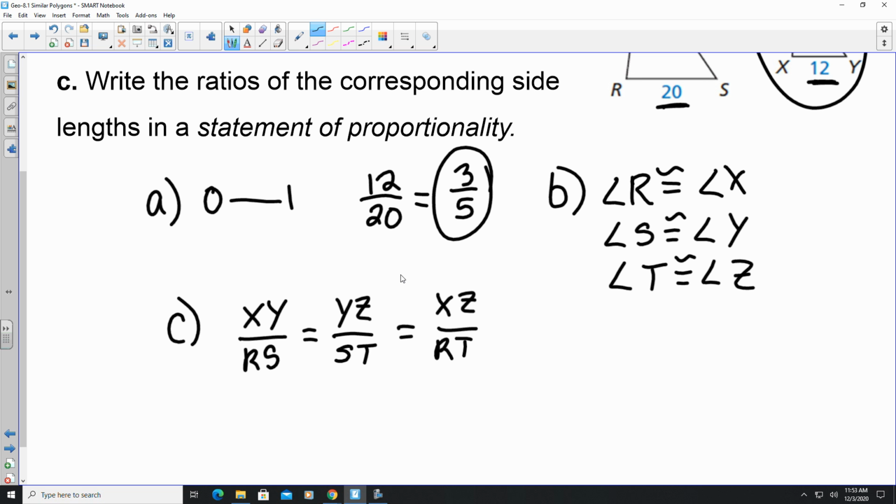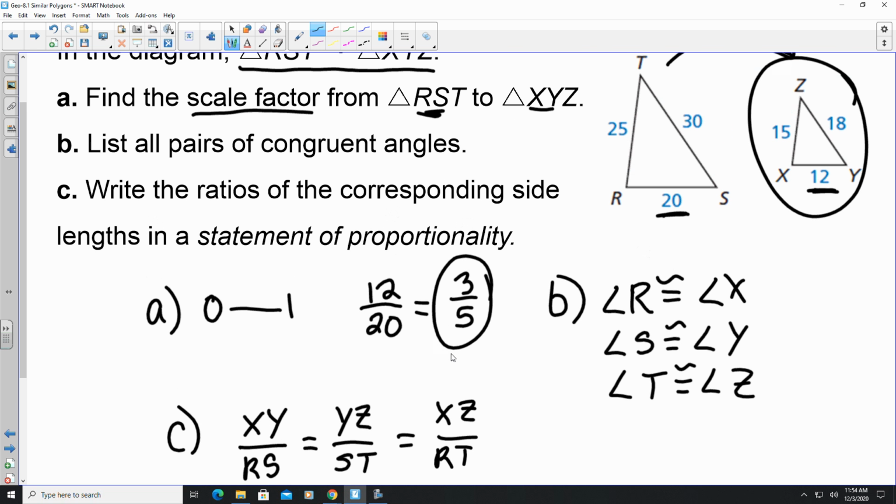And that is the proportionality statement that they're looking for. I was able to take all three of the side measurements and match them up with the corresponding sides with respect to the similarity statement.